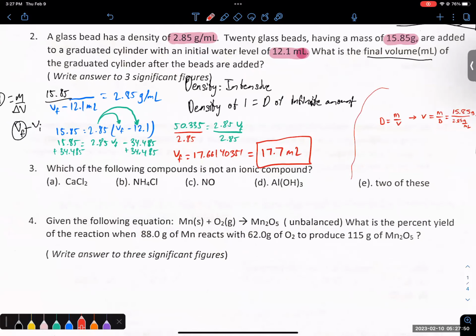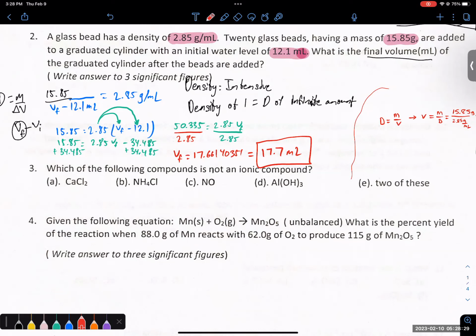Number 3 is saying which of the following compounds is not an ionic compound. I'll give you 30 seconds. This one actually was one of the ones where everything similar to this problem, y'all did well on. It's all the math problems that we didn't do well on. So I'll let y'all work on that for a second. Maybe 20 more seconds. And time.